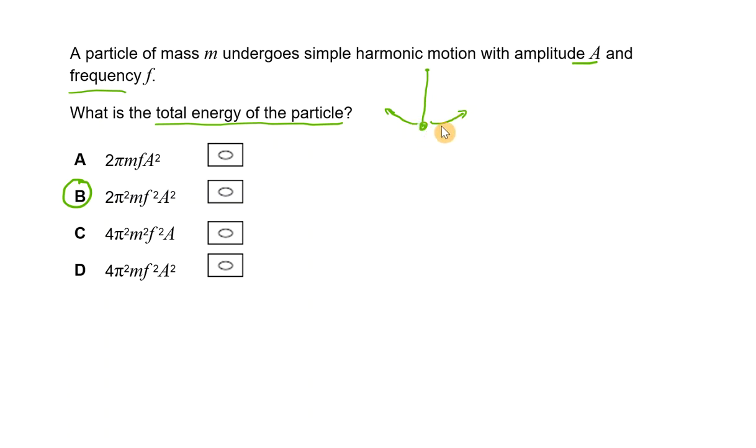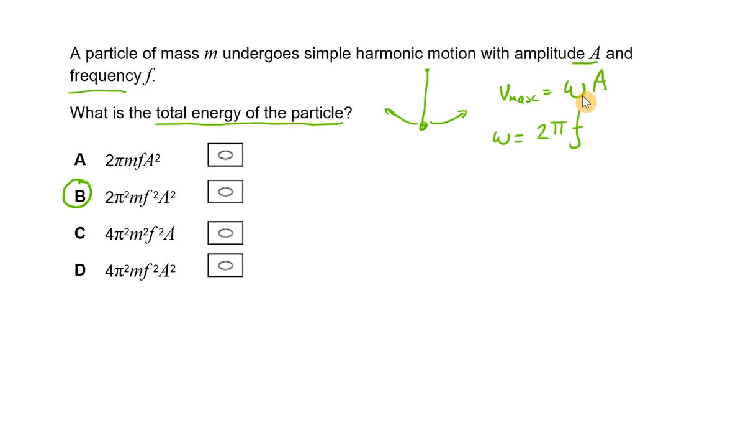So what we could do is, if we could find its maximum velocity, then we'd find its maximum kinetic energy, and that would be equal to the total energy. So if we look on your data sheets, you'll see that v max, the maximum velocity, is equal to the angular velocity multiplied by the amplitude. You'll also see that angular velocity is equal to 2 pi times the frequency.